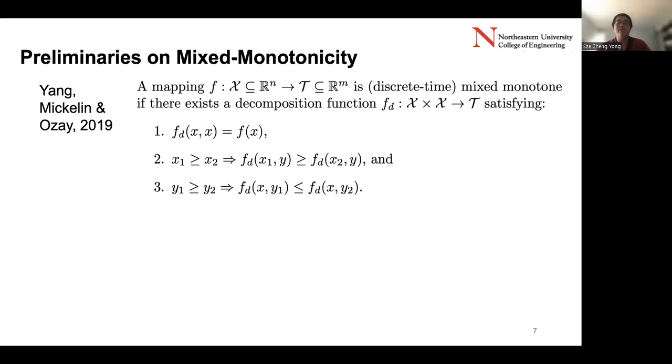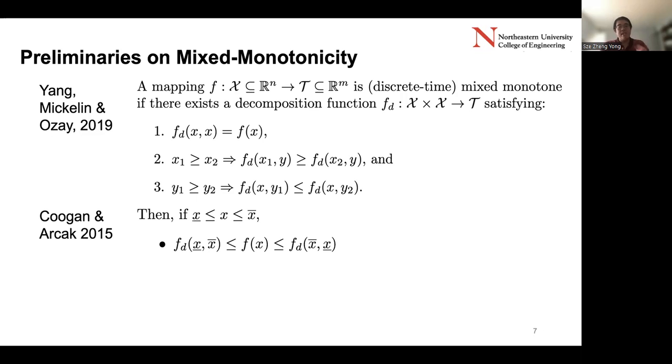So that's the first condition. The second condition basically is just saying that it is non-decreasing in the first argument, and the third condition is just saying that it is non-increasing in the second argument. So basically we lift it up from just an n-dimensional function to a 2n-dimensional function, and it satisfies these three properties.